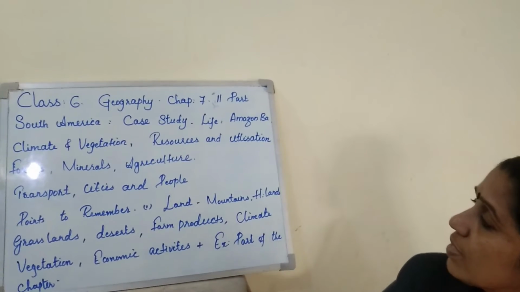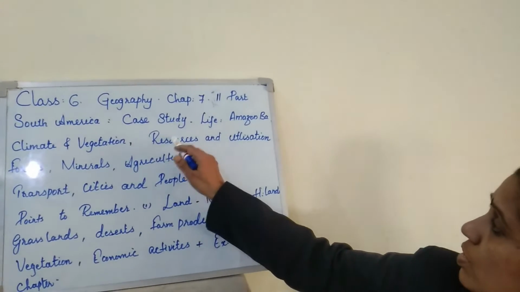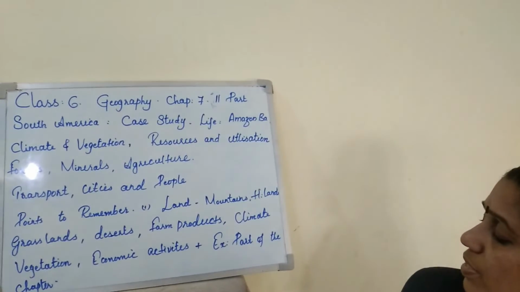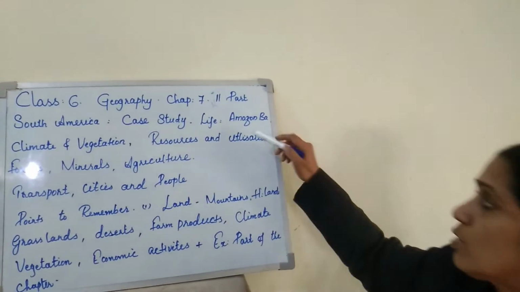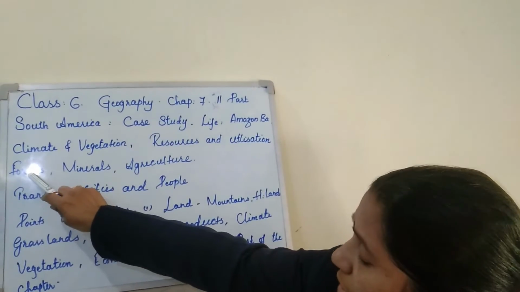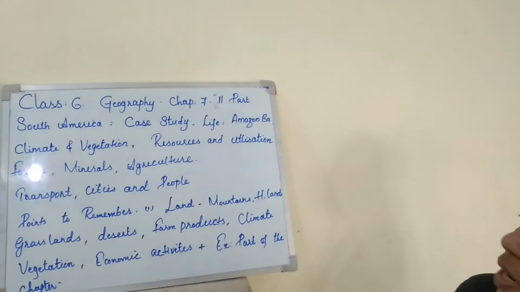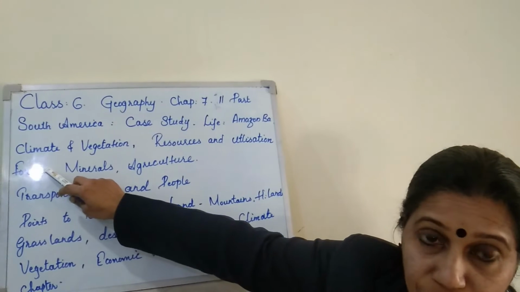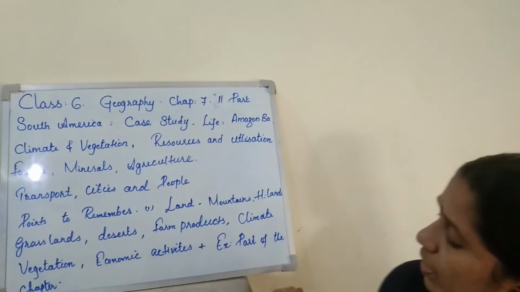And next one is resources and utilization. And what are the resources? The resources are mainly mentioned here. Forest means the tropical rainforest we can see in South America.